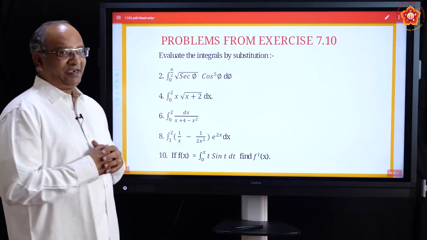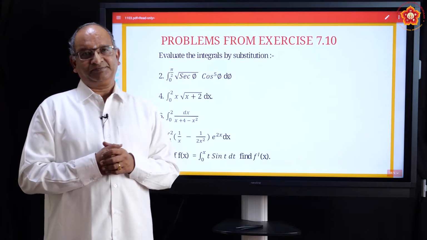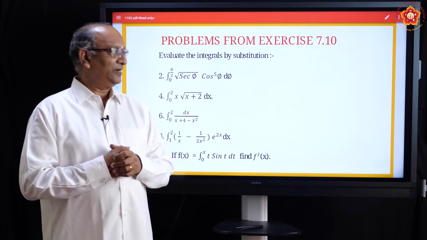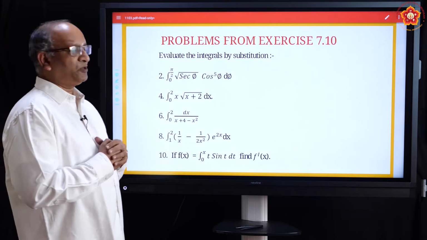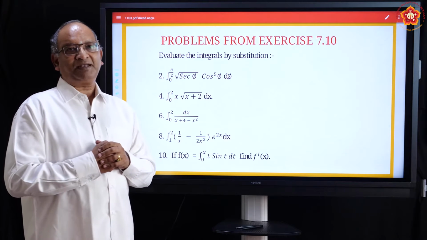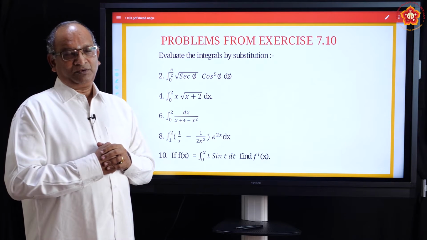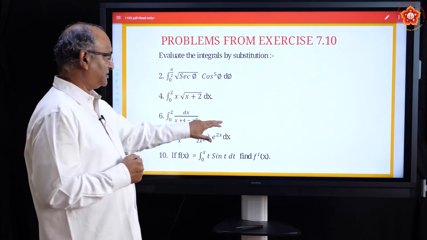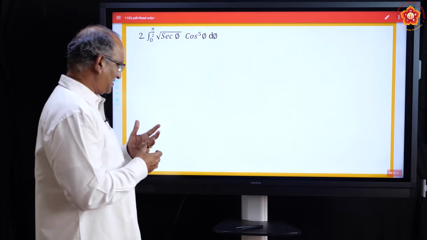Yes, we are directly coming to the exercise 7.10, and we will be doing these problems today, and you can see that the problems are not direct. We need to make some effort. We need to make certain substitutions. So let us begin with the first one.